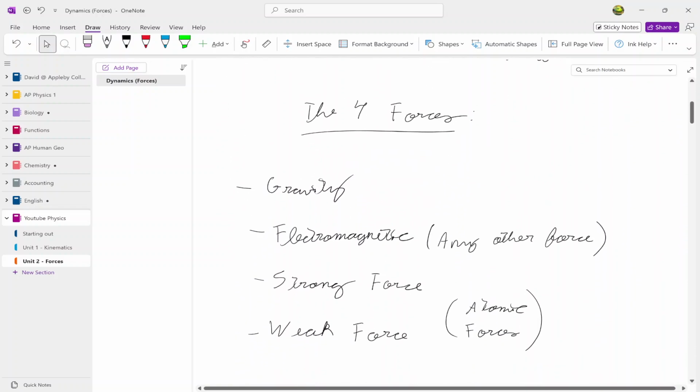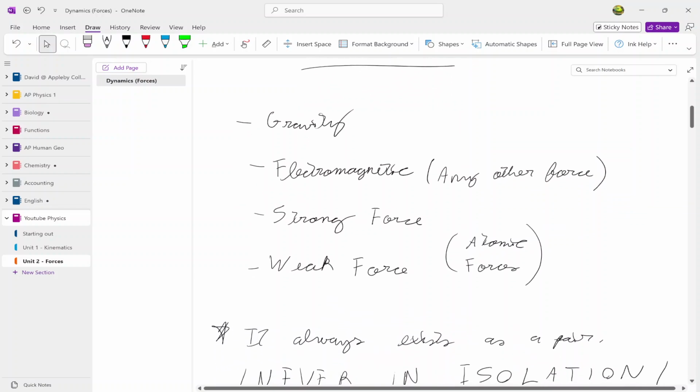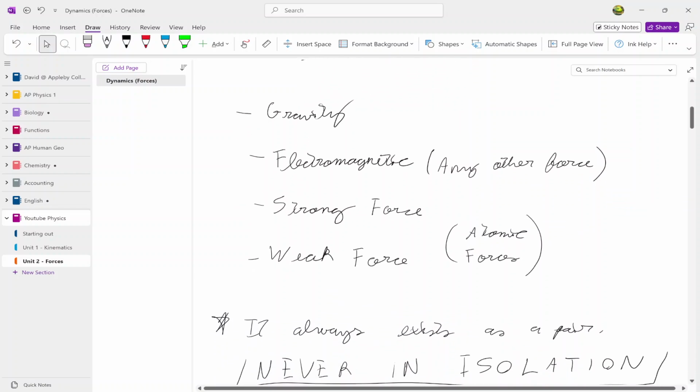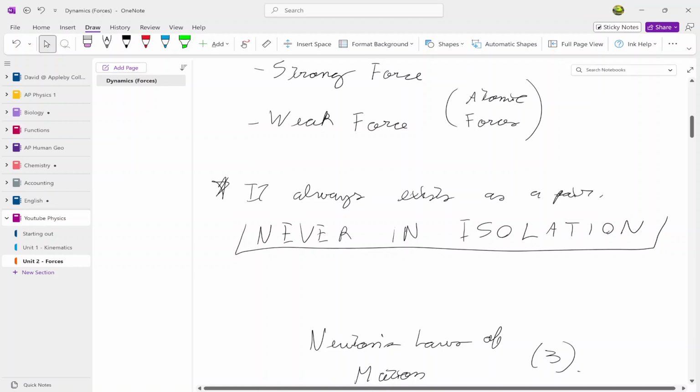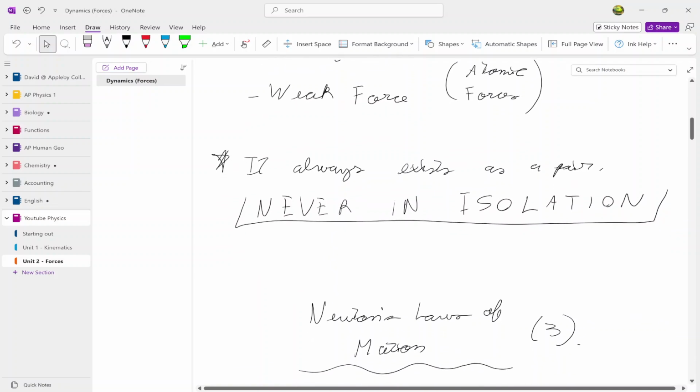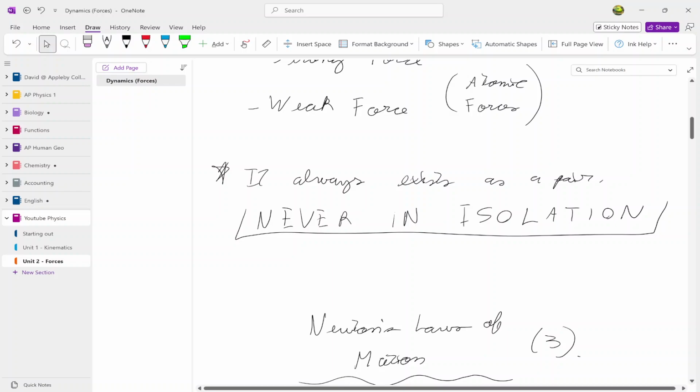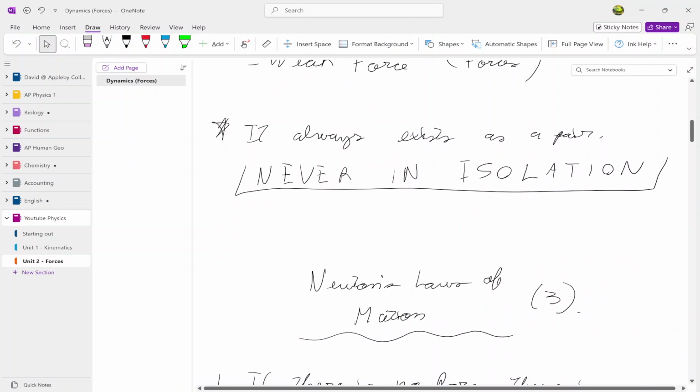What are the four forces, or the main ones really: gravity, electromagnetic, which is kind of anything else that's not gravity or the other ones, the strong force and the weak force. These are the atomic forces. You'll never encounter them much. And keep in mind, forces will always exist as a pair, even if you don't see it. For example, when you stand up, there is a force called the normal force that acts upwards, and then there's the gravity force, which is pushing you downwards.